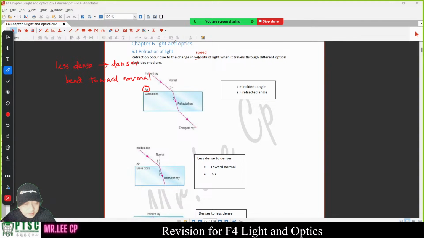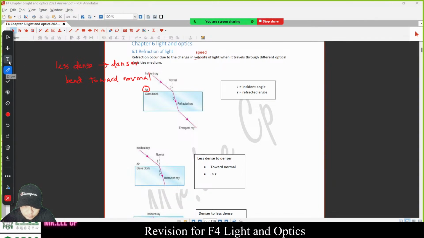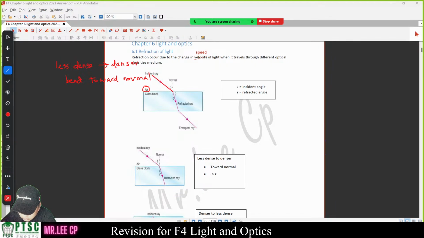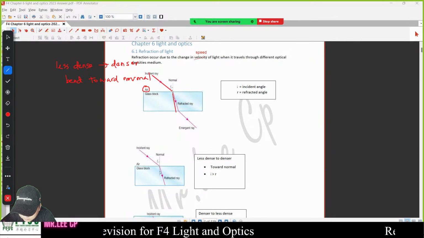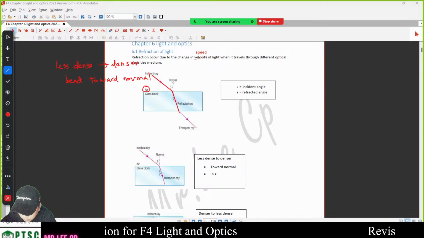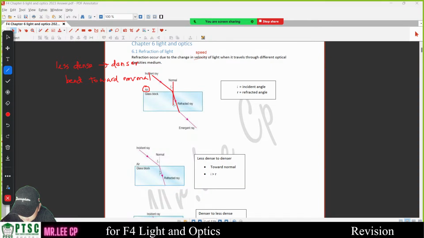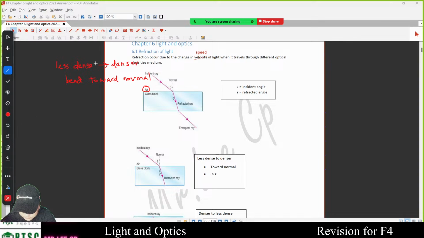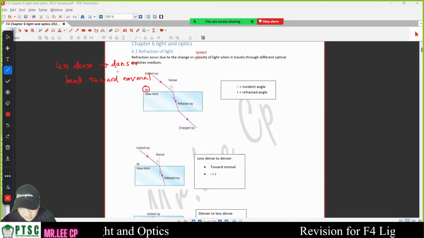Alright, so the light will not go straight anymore. You see here, from the light here, it will not go straight. It will bend toward the normal. Where is the normal? Normal line, it is here. Normal line. So it will bend toward the normal. Light less dense to denser, bend toward normal.